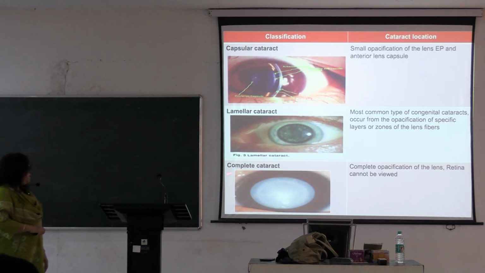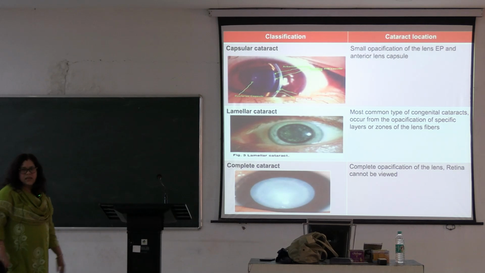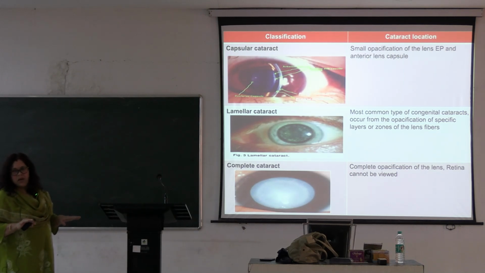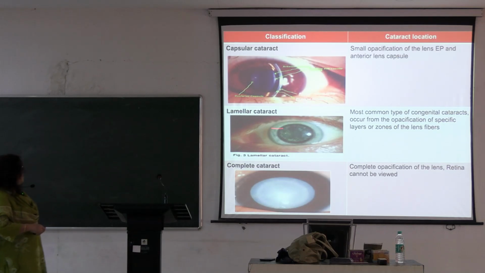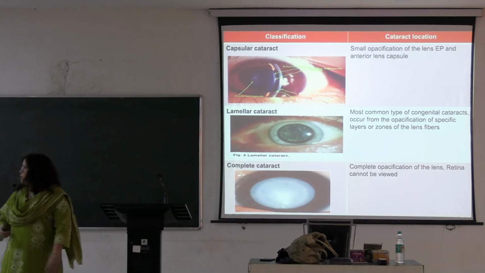Then complete cataract. In this condition the whole of the lens fibers are opaque, there are no transparent fibers. But in case of lamellar cataract, some fibers are opaque and some fibers are transparent. Only a particular layer is involved, that is why it's called lamellar cataract, and complete cataract is complete opacification of the lens fibers.